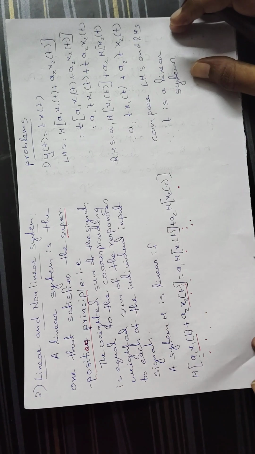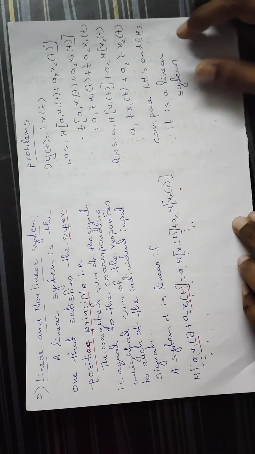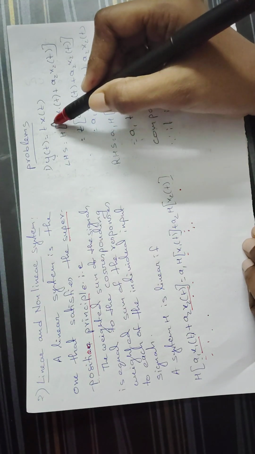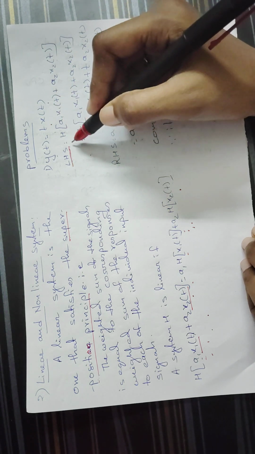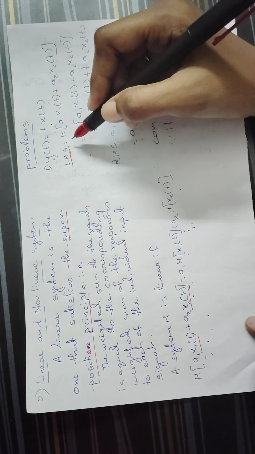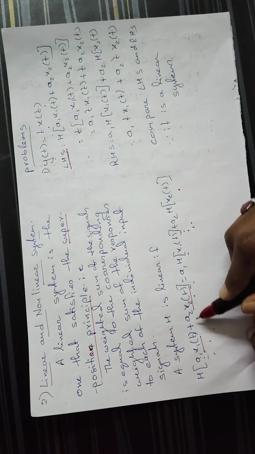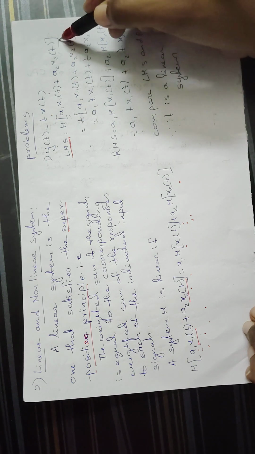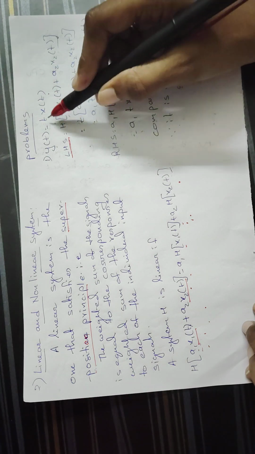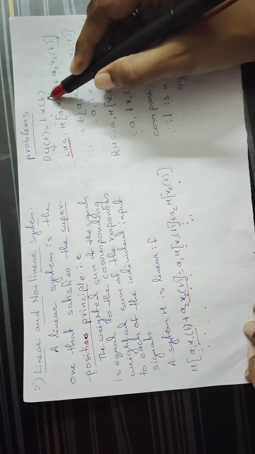Let us see one problem on linear systems. Here y of t equals t into x of t. What is the LHS? The left hand side is a1 into x1 of t plus a2 into x2 of t. So this is the LHS side. And what is the system given in the problem? t into x of t.